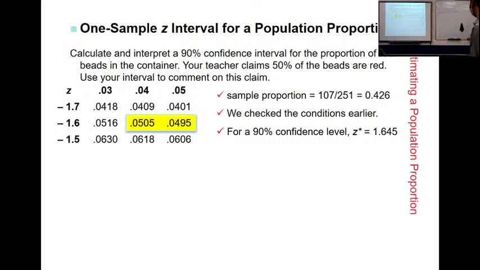So that means what goes in the inverse norm? I want that one answered. What goes in the inverse norm? We got 90% in the middle. It's going to be 0.95 because then we got the 5% on each tail. So we got the 90% that's in the middle, and then we have the 5% on the left tail. So it's going to be inverse norm of 0.95, which should give you the 1.645.